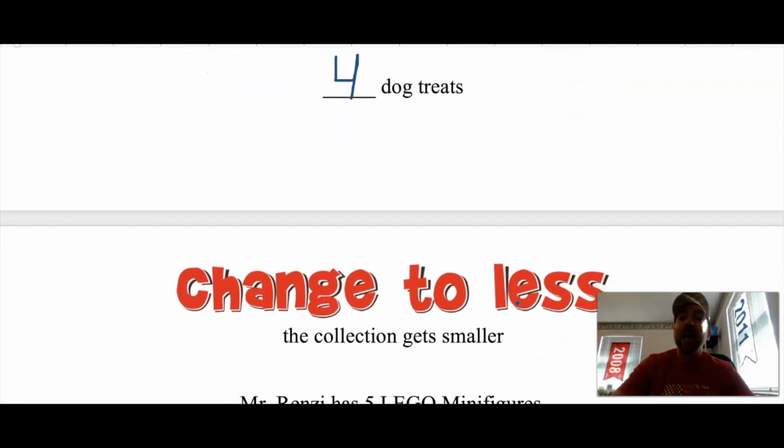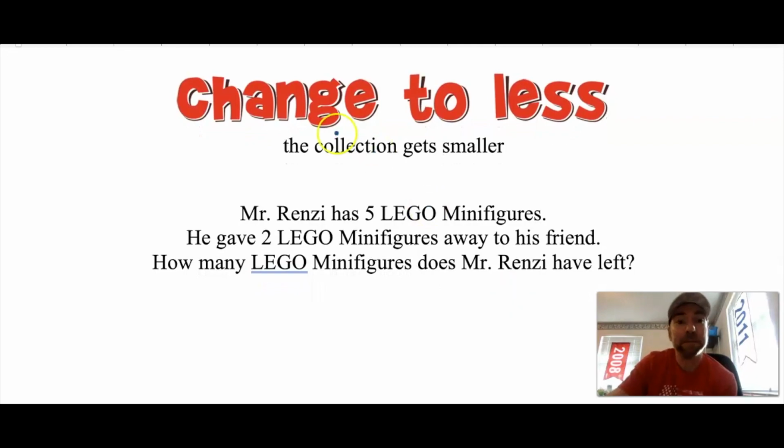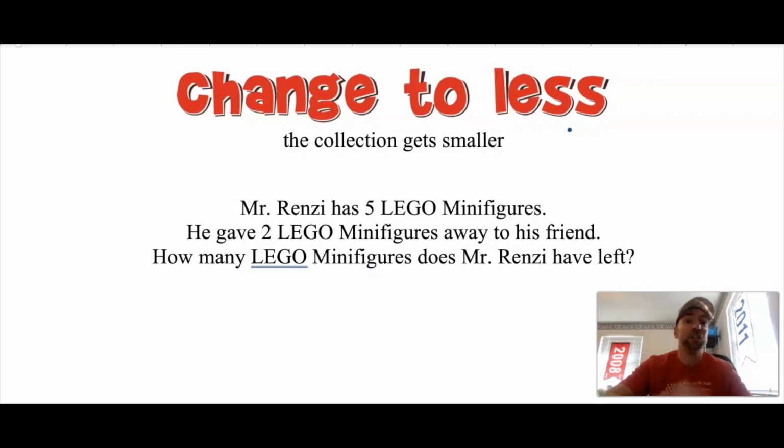Let's try a different type of problem. This type of problem is called change to less. This time, our collection gets smaller. Maybe we're going to lose something, or we're going to give it away, or we might eat something, and then our pile gets less. Let's see. Let's read this story. Let's echo read.